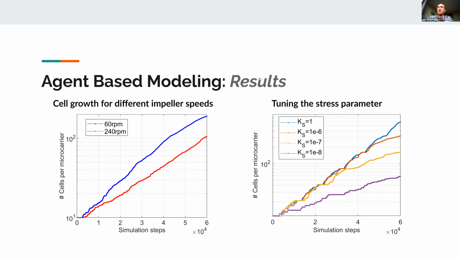If we make this parameter a bit lower, you see that at some point the slope changes. This is an interesting result, which happens when the microcarriers fill up with proliferated cells, and these cells start to experience each other's presence, and they start to push into each other, adding an additional stress to the fluid flow.